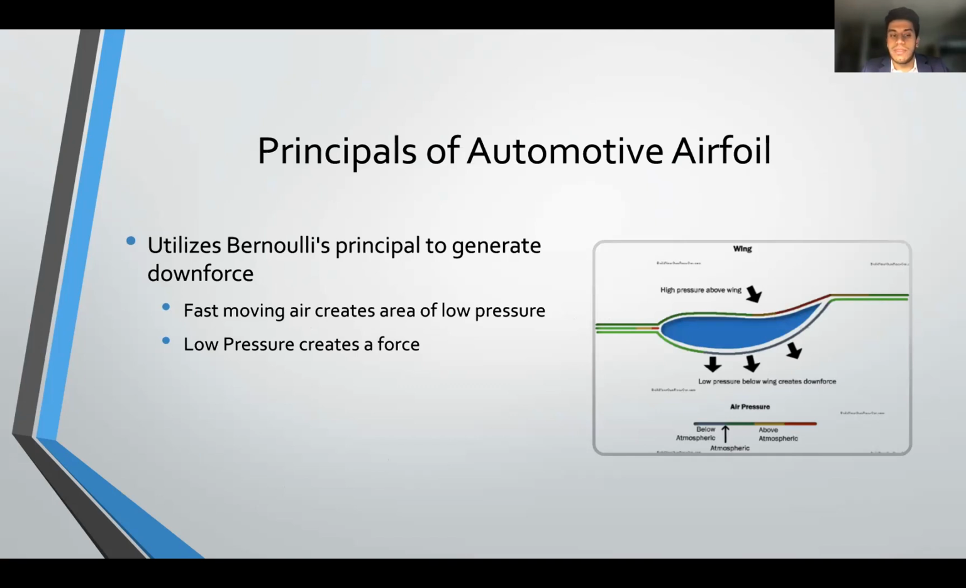The principles of the automotive airfoil utilize Bernoulli's principle to generate downforce. Fast moving air creates an area of low air pressure, and low air pressure creates force. As you can see by this diagram, low pressure below the wing creates downforce, and high pressure above the wing basically pushes the wing down, and because the wing is attached to the car, it pushes the whole rear of the car down.